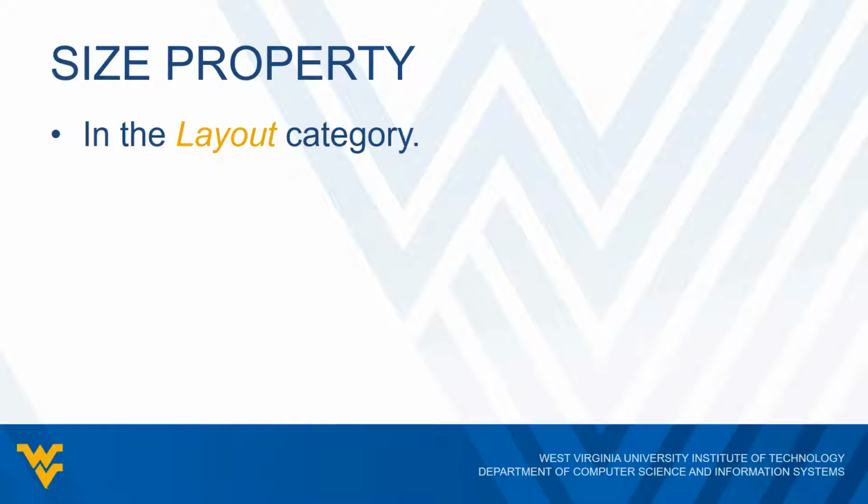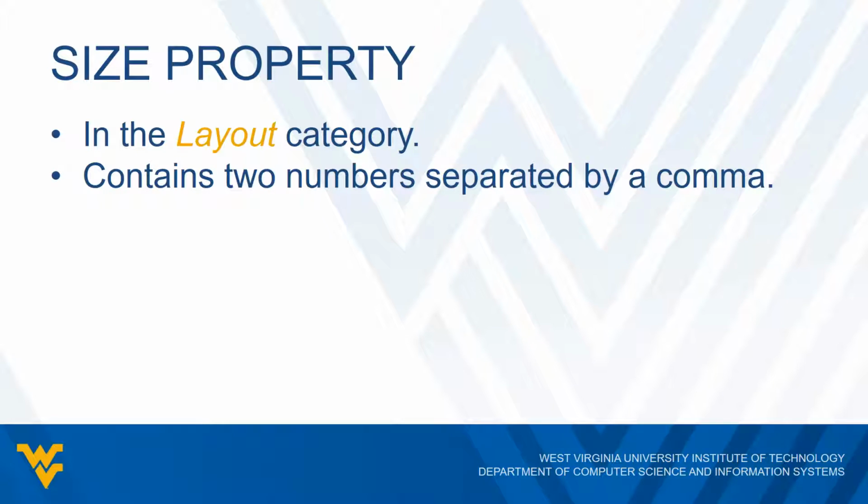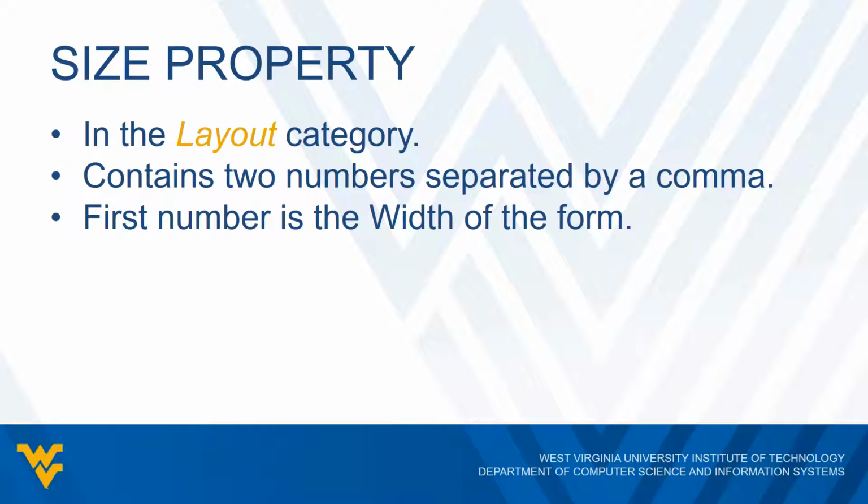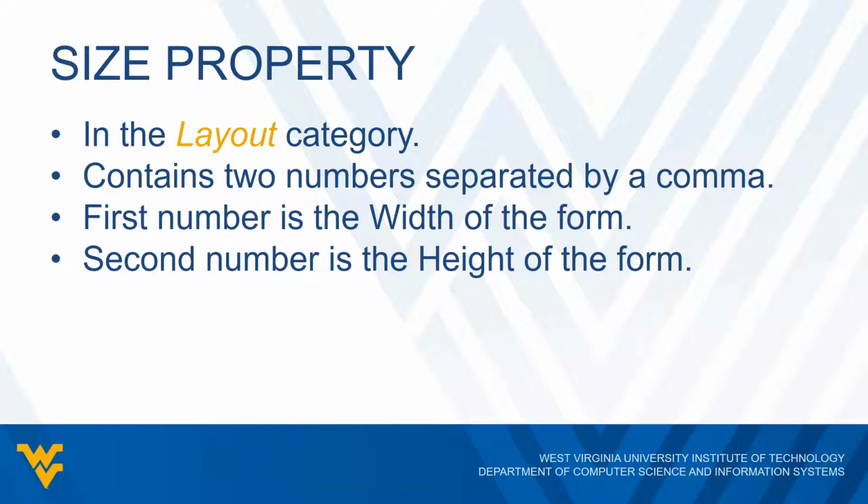So this is in a different spot than the other properties we've talked about so far. Now this property looks just a little bit different. It actually contains two numbers that are separated by a comma. The first number is the width of the form, and the second number gives us the height of the form. By default, these numbers should be 300 and 300, so the width and the height would both be 300.